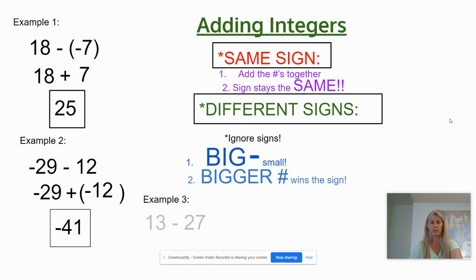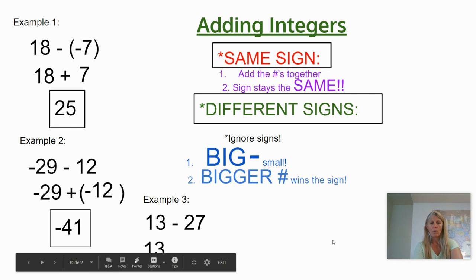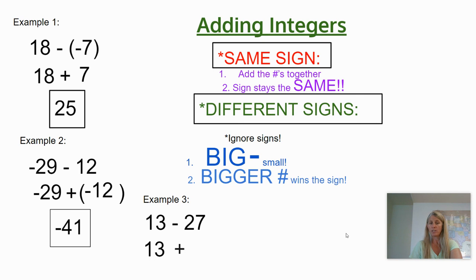Our last example here is 13 minus 27. We write down our 13 as is. We then go ahead and change our subtraction to an addition. And then we write the opposite of 27, which is negative 27. Now in this case, there's one of each sign. So we go big minus small, ignoring the signs. So 27 minus 13 is 14. And the bigger number wins the sign. The bigger number is that negative 27.